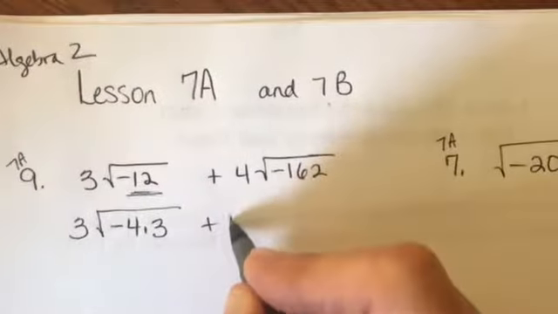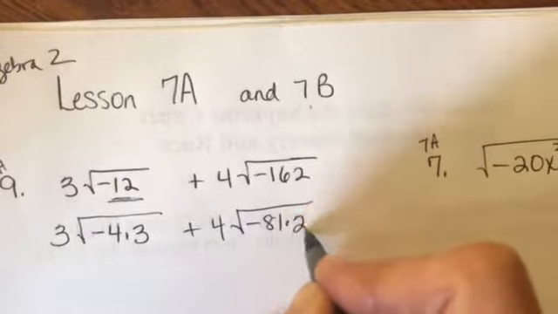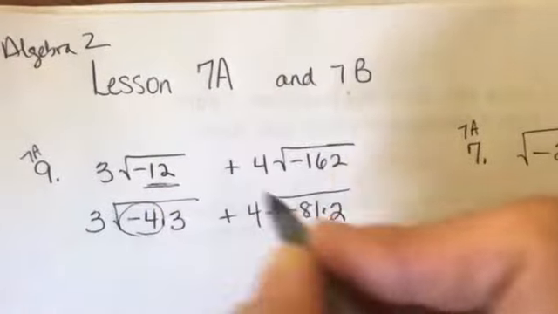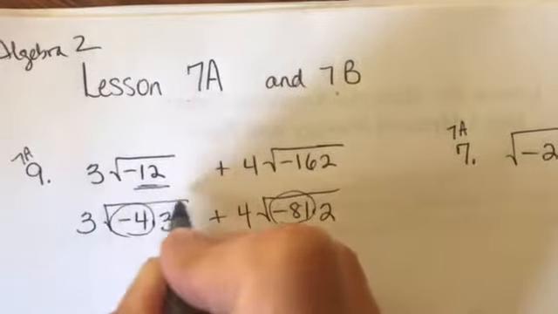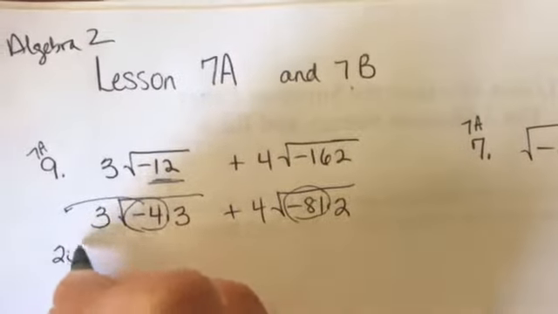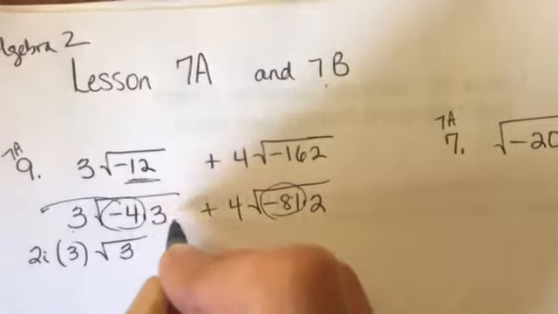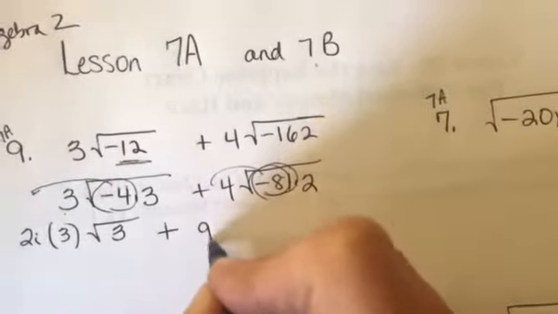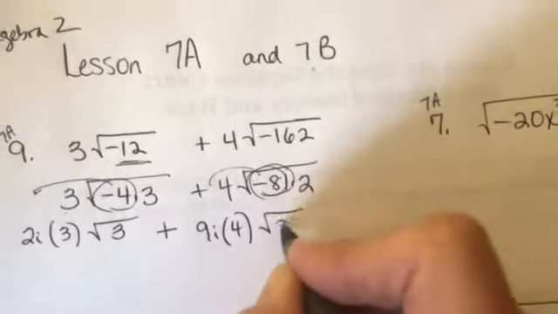All right, and then this is, let's see, I think 81 will go in there twice. 81 times 2 is 162. So I think it's easiest if you circle the part that is perfect. So remember, this is 3 times the square root. Well, when you pull him out, he becomes a 2i. So you have a 2i times 3, and then this guy has to stay under the radical because he's not perfect. Plus, this comes out, he becomes a 9i times 4, and then under the square root of 2.